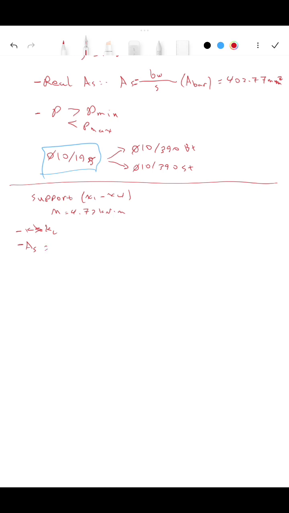Area of steel in this case will equal 4.73 times 10 to the power 6, because we will convert from kilonewton to newton and meter to millimeter, same steps. And then we will calculate, JD is 94.7 times the FYD 365. So the area of steel equals 136.84 millimeter square.